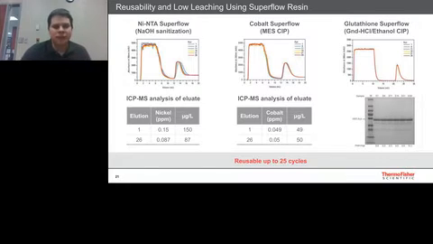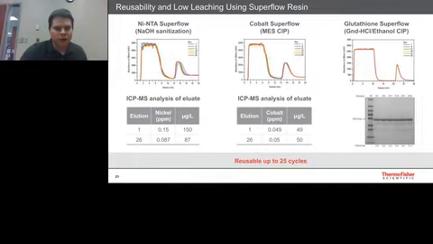Reusing columns packed with Superflow resins is possible, generating additional cost savings. Nickel-NTA Superflow resin tolerates sanitization and clean-in-place with 0.5 molar sodium hydroxide for a total of 26 runs without significant loss of performance. Cobalt Superflow does not tolerate stringent clean-in-places, but typically only requires a low pH MES buffer clean-in-place. No decrease in protein yield, purity, or increase in back pressure was observed after 25 cycles.